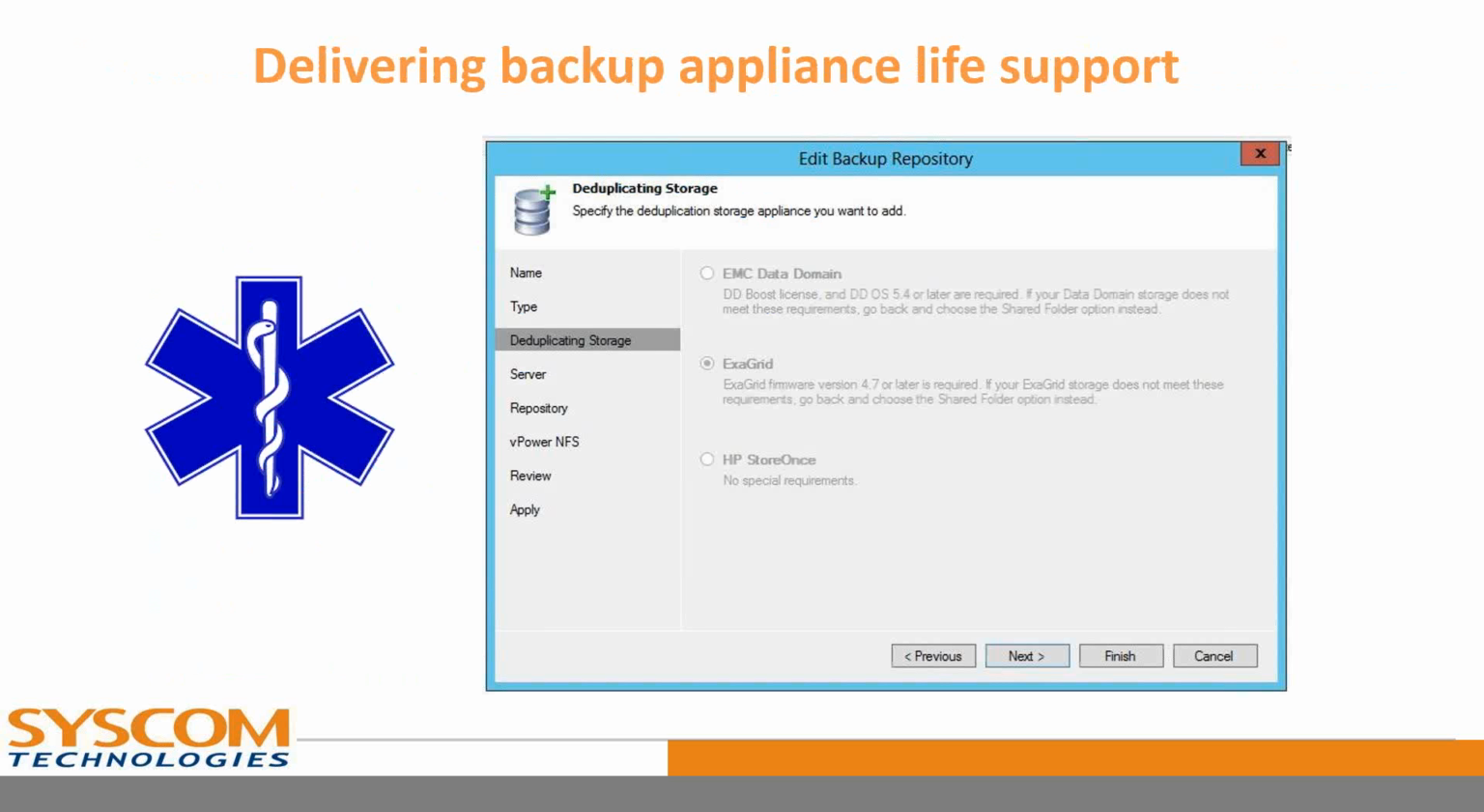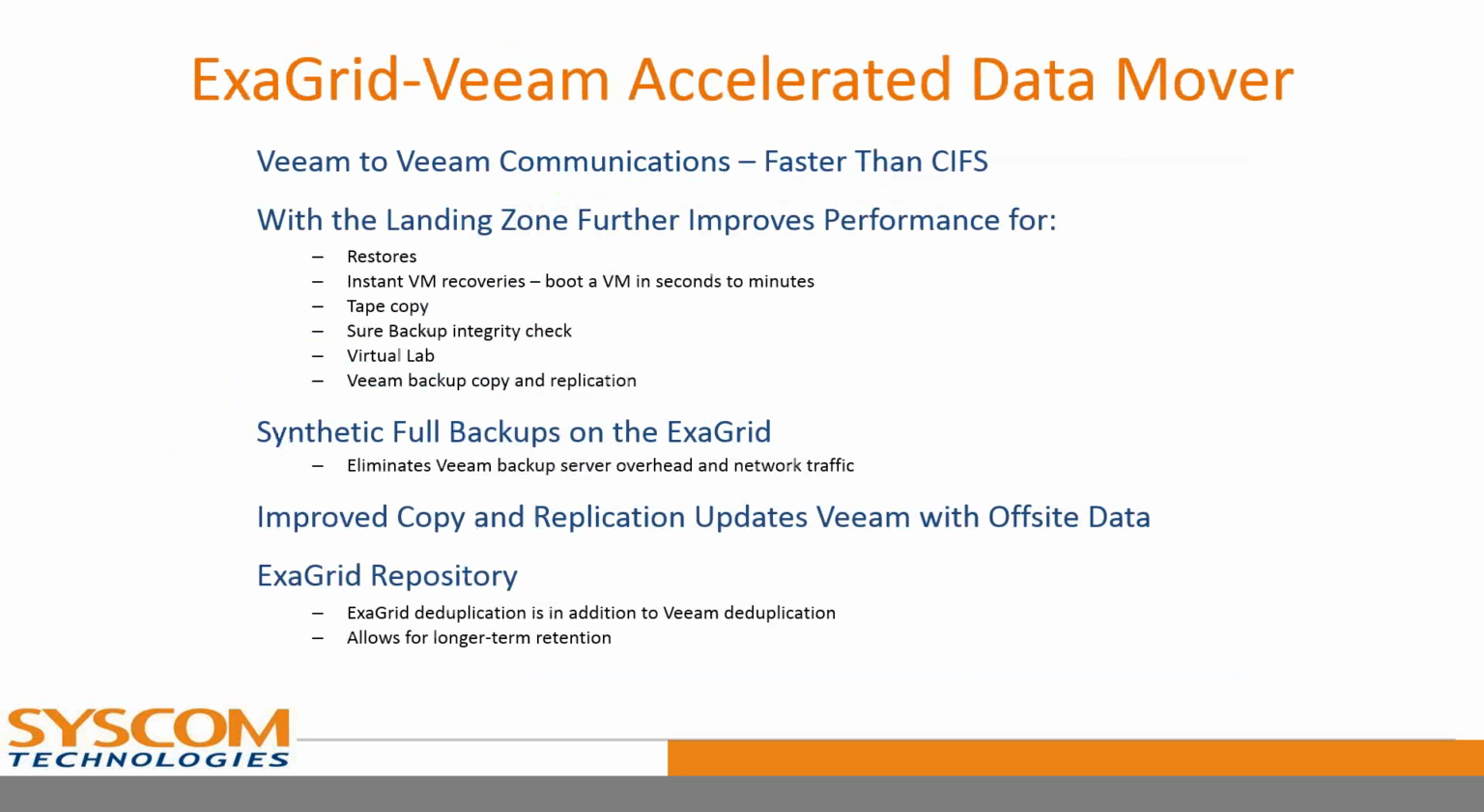So we'll move on and talk about the backup appliance life support. Veeam has added new support for the ExaGrid in version 8. They've also added some new support for the Data Domain. If you happen to have a Data Domain, most of our customers are ExaGrid customers. And then they've had the StoreOnce HP support for quite a while. So what that allows you to do now with the new ExaGrid support is much faster communications than the old CIFS shares that you were using with Veeam on the ExaGrids.